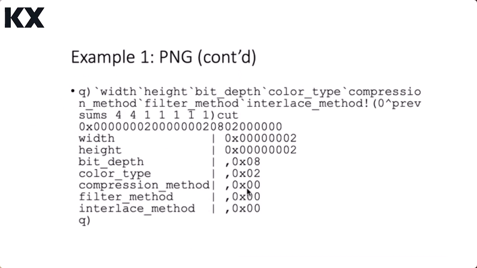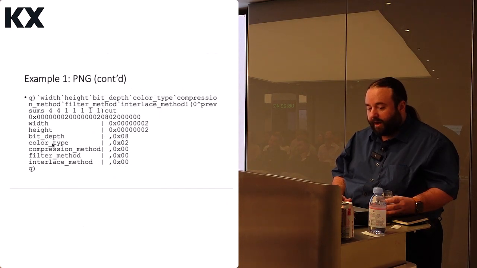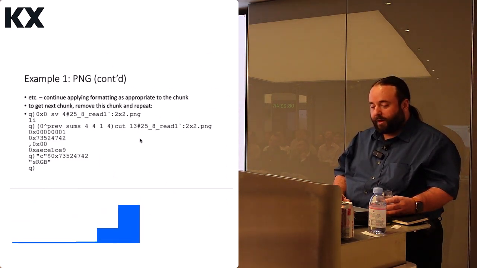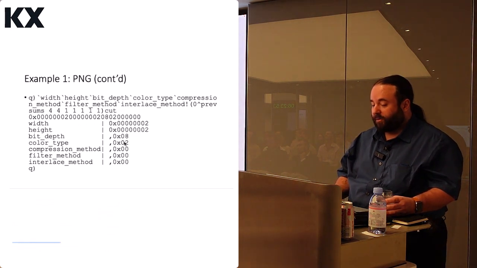So here's a little dictionary construction to apply names to that. So this is width, height, color bit depth, color type, some other stuff. And then you could continue on from here with applying formatting as appropriate, converting these to integers and dereferencing these against enum lists you can find in the documentation.